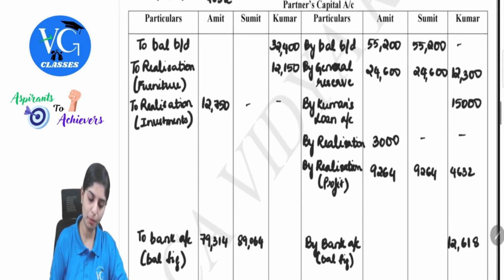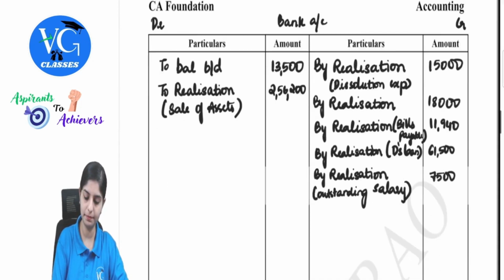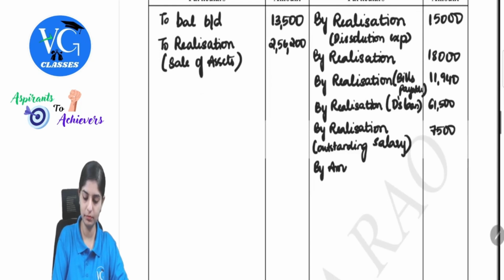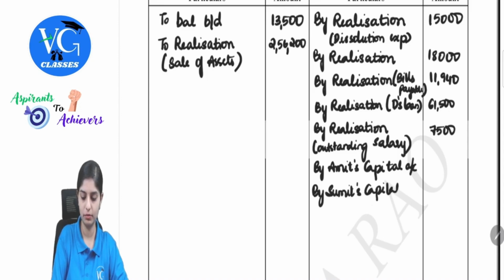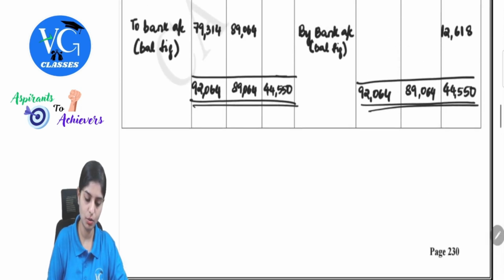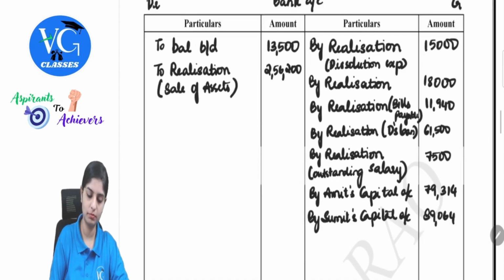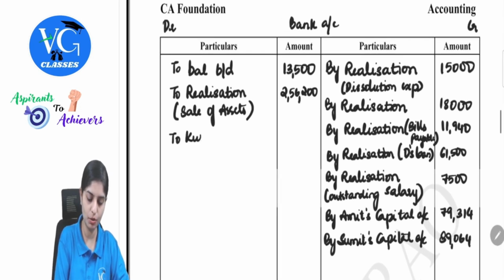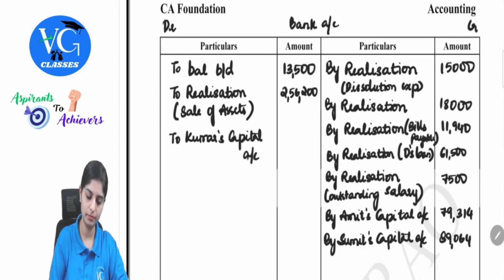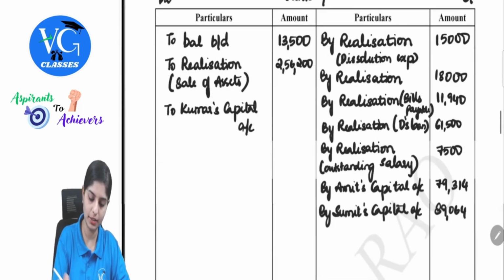Partners' capital to bank. So by Amit's capital, by Sumit's capital. Amit had 79,314. Then Sumit 89,064. Kumar brought in the capital. So to Kumar's capital account, 12,618.